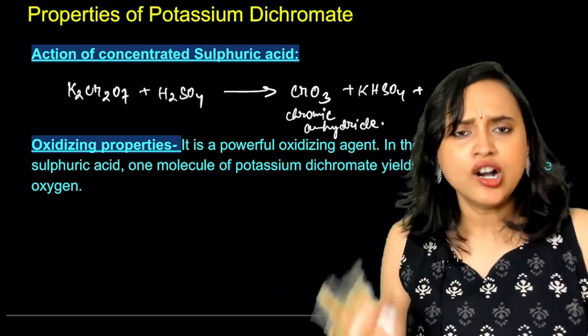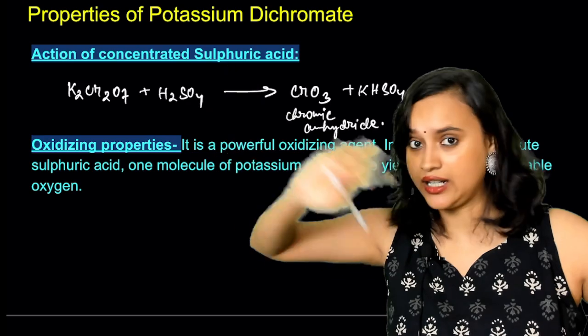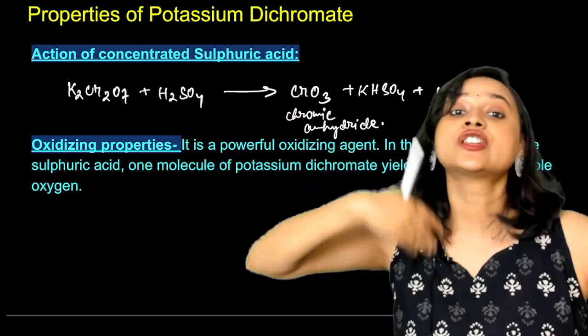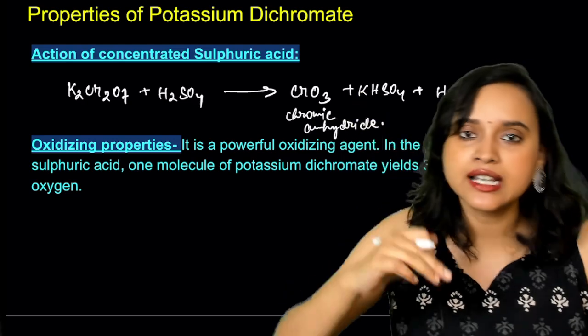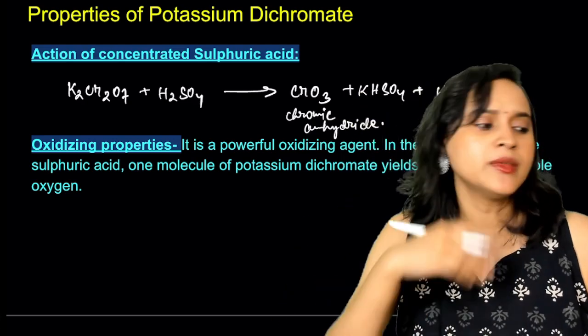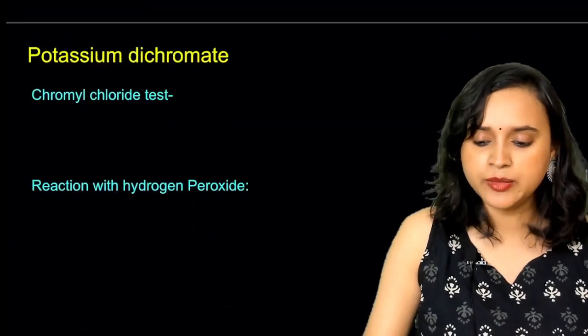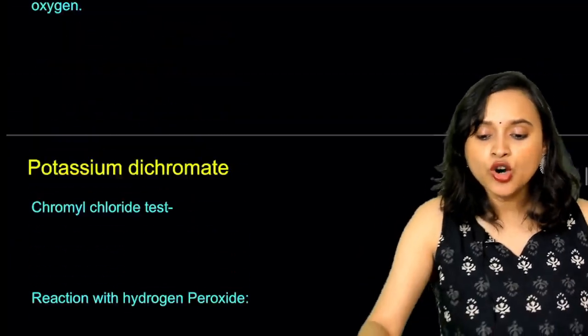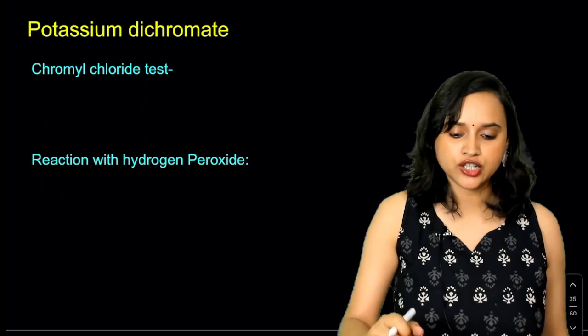Gotcha? Alright. Oxidizing property, we know that Cr is already in +6 oxidation state. It cannot oxidize itself further. So it can only oxidize the other chemicals that are present in front of it, other elements or compounds. It is only going to oxidize the other species. Cool, everybody? Now, the most important part of potassium dichromate.